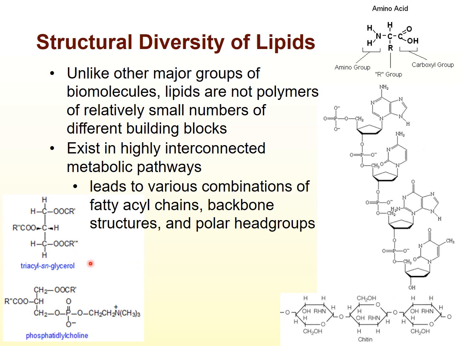Whereas over here, we're just looking at 2 of the many lipid classes, and the structure differs quite dramatically with the head group. So these exist in highly interconnected metabolic pathways leading to various combinations of fatty acyl chains, backbone structure, and polar head groups. And so if we replace this polar head group with another, we would change this from being phosphatidylcholine to something like phosphatidylethanolamine or phosphatidylserine.